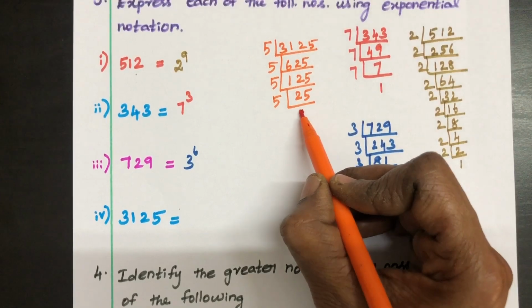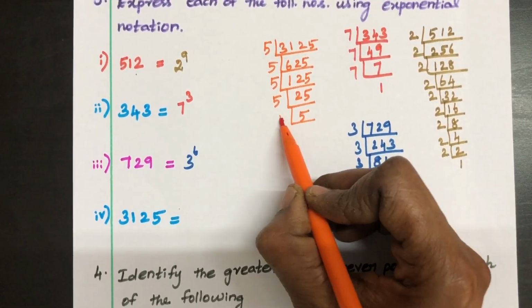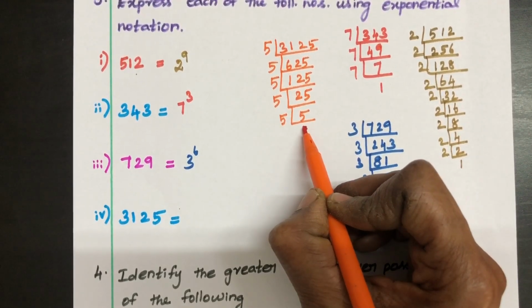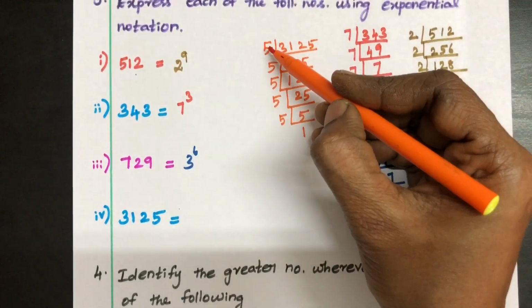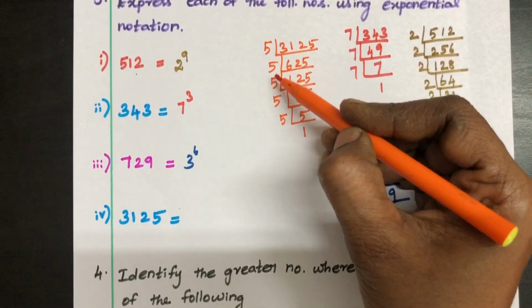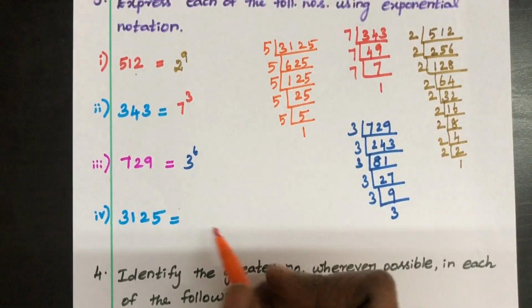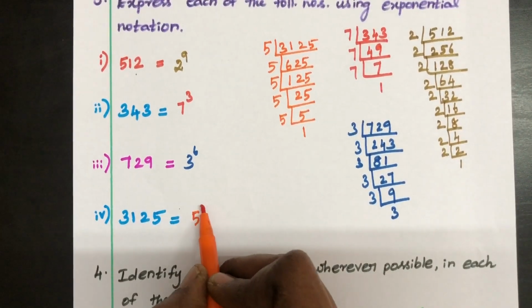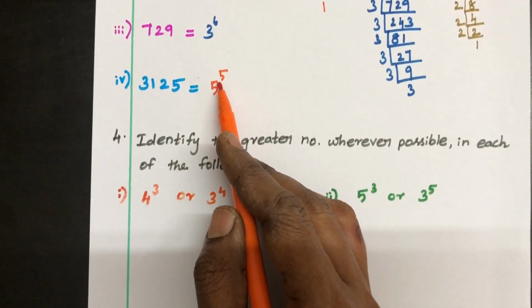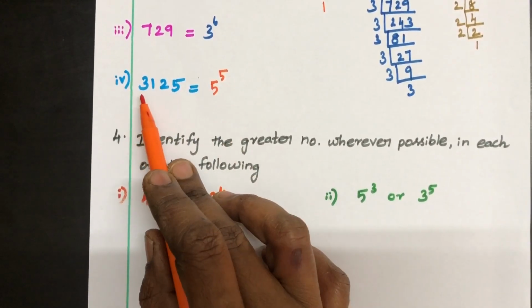How many 5s in 25? 5 5s. How many 5s in a 5? Only one 5. How many 5s are present? 1, 2, 3, 4, 5. So 5 times it is repeating in the product, which means 5 is the base and the power is 5. So 5 power 5 is the exponential notation for this number.